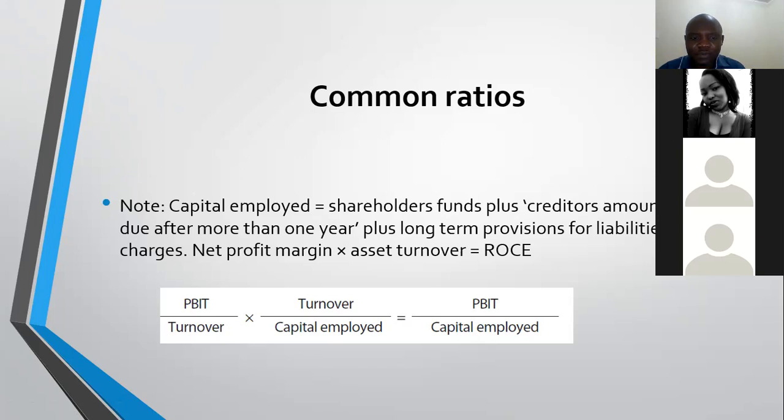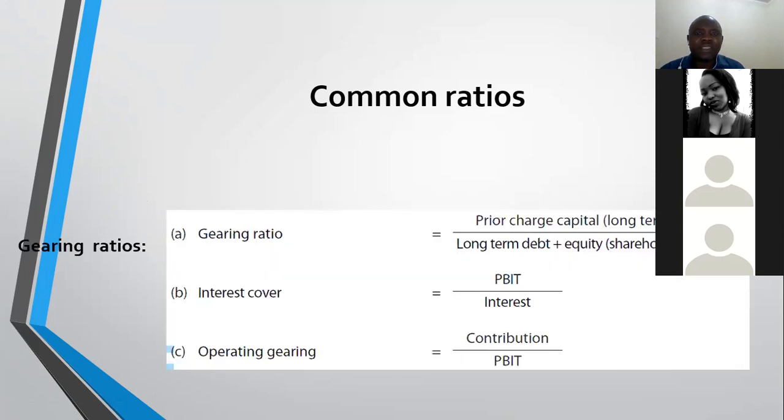We move on. Gearing. I'd already explained that there are a number of ways in which you can look at gearing ratios. One of them is debt over equity. The other one, for debt, you actually look at interest-bearing debt over equity shares. Or you can say debt over equity plus debt.